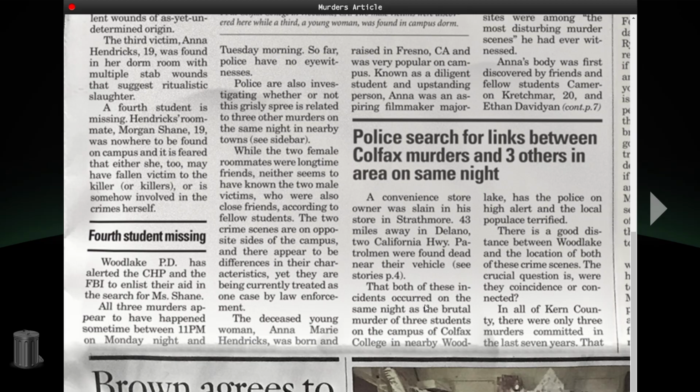Both of these incidents occurred on the same night as the brutal murder of three students on the campus of Colfax College in nearby Woodlake. Has the police on high alert and the local populace terrified. There's a good distance between Woodlake and the location of both of these crime scenes. The crucial question is, were they coincidence or connected? In all of Kern County, there were only three murders committed in the last seven years.